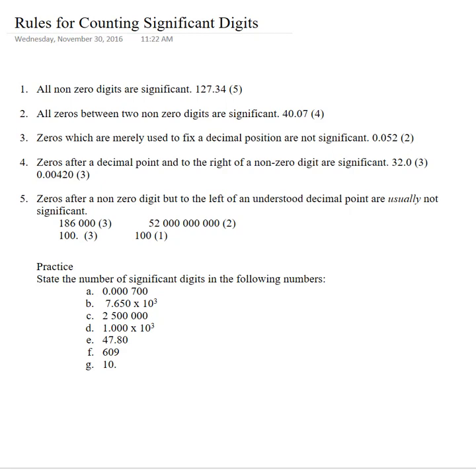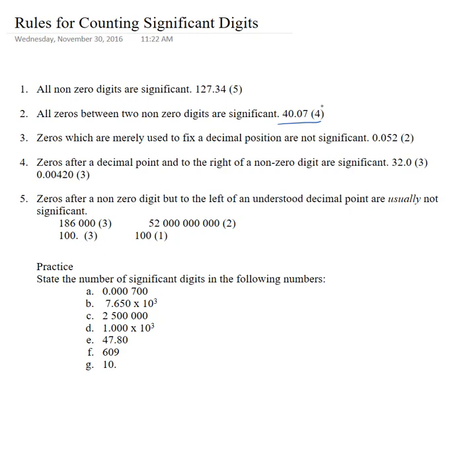So first of all, zeros that are between non-zero digits are significant. They've been measured. So if I'm measuring something that has a value of 40.07, in order to record those inner zeros, I need to measure the outside ones, the 4 and the 7. So this value of 40.07 will have 4 significant digits. I need to measure all of those.